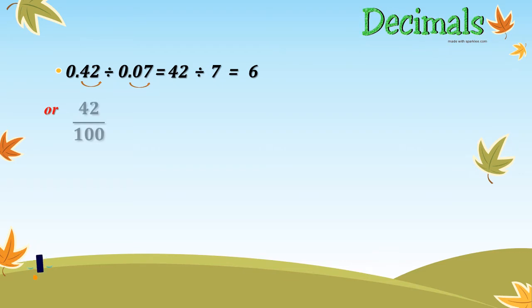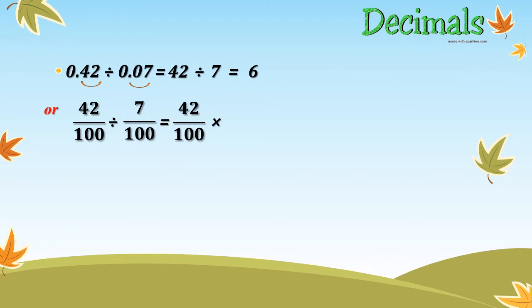There is another way. If I have 42 hundredths, it means 42 over 100 divided by 7 over 100. When we divide two fractions, we keep, change, flip, and multiply. Keep the first, the dividend. We keep the dividend as it is. So I will write 42 as it is.